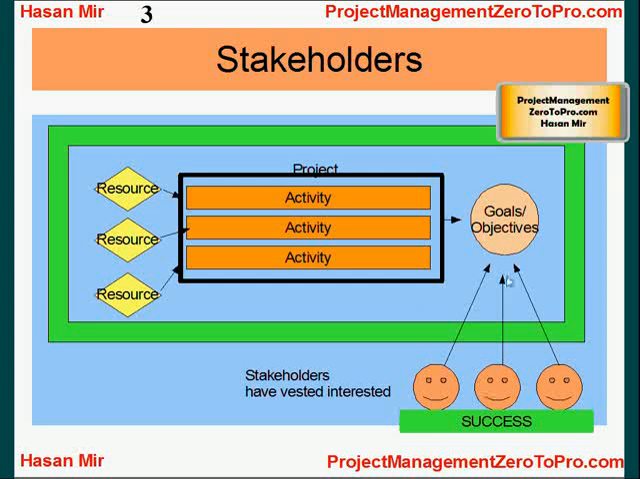Now, if you are able to meet your goals and objectives beyond the expectations of the stakeholders, or you are at par as far as their expectation is concerned, then they're happy. If they're happy, the project is successful. So the bottom line of this rule is, if they're happy, the project is successful. If they're not happy, the project is a failure.